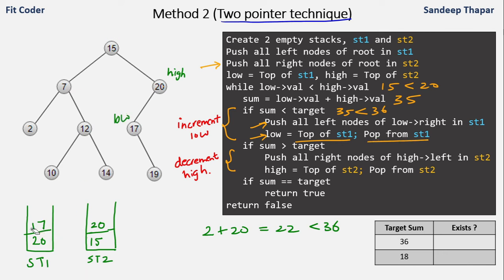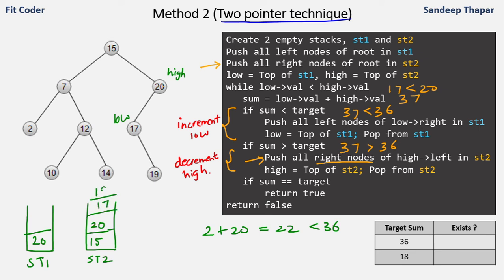So we remove 17. In the next step, we check if 17 is less than 20. We compute the sum, which is 37. So now 37 is not less than 36. So we come to the next if and we push all the right nodes of left of 17. So in stack 2, we push 17 and 19.